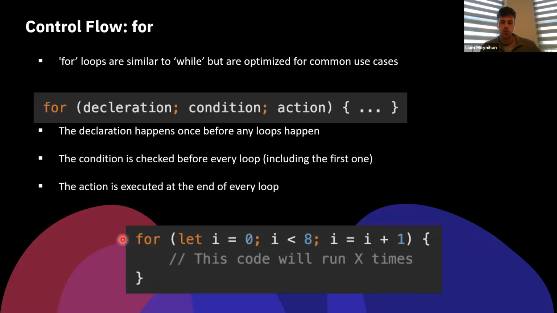But the for loop just condenses everything. So for I equals 0, while I is less than 8, and incrementing I by 1 every time, the code will run. How many times is this code going to run?